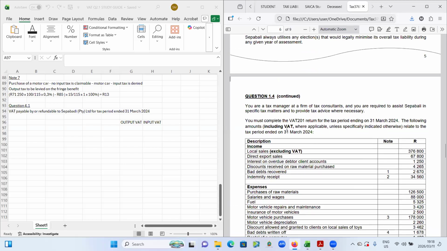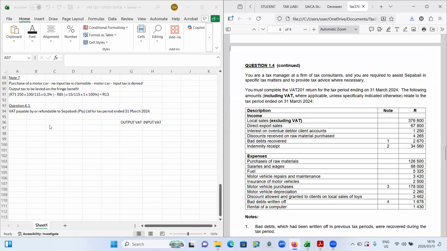So this is the VAT return. The amounts include VAT. Why are they telling us that the amounts include VAT? So that we know for what purpose we must use the 15 over 115 fraction. Yes, that's it. So okay, let's start with the local sales.